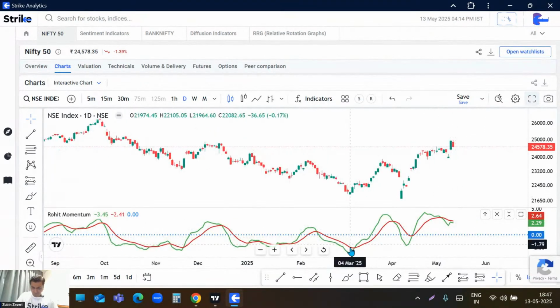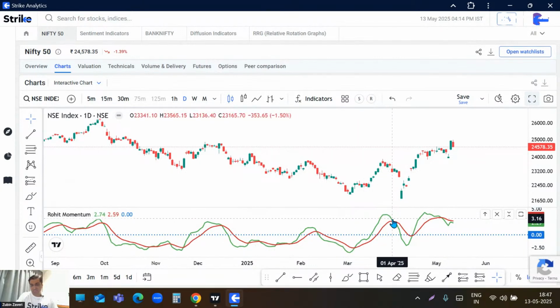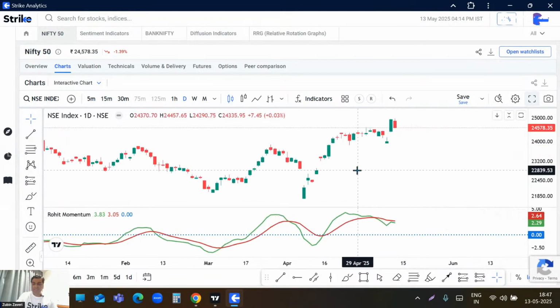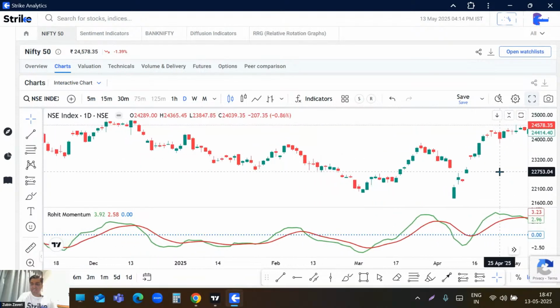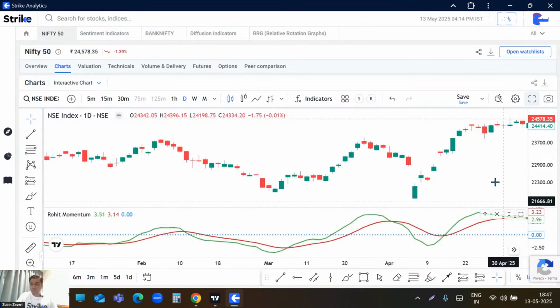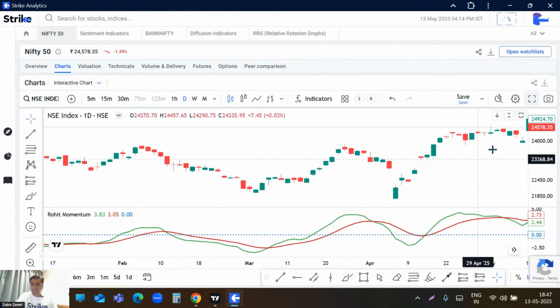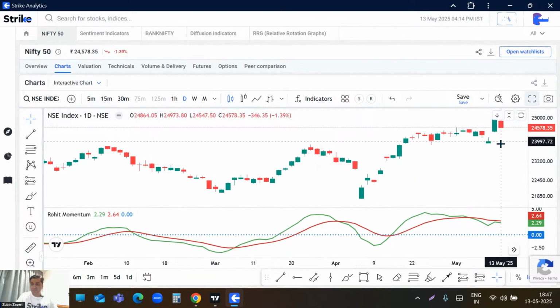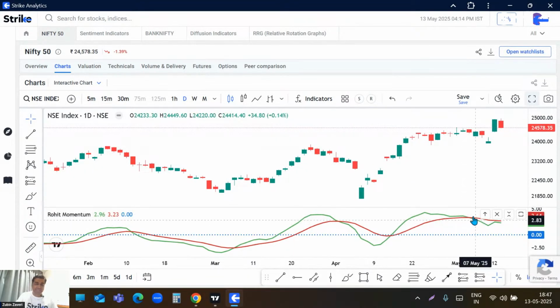Whenever the green line goes up from below, a new buy signal gets generated, and whenever the green line goes below the red line above the zero line, a sell signal gets generated. But then, my friends, this was a sell signal, where the green line went below the red line. So what should we do over here? The market reacted a little bit negatively and immediately picked up. So this proved to be a false signal.